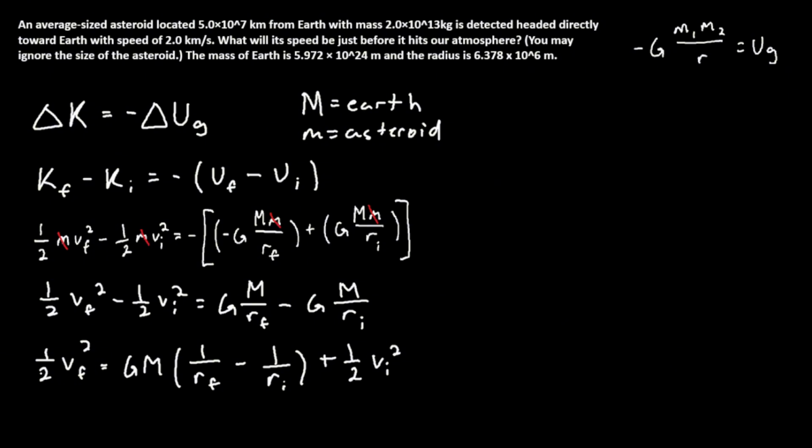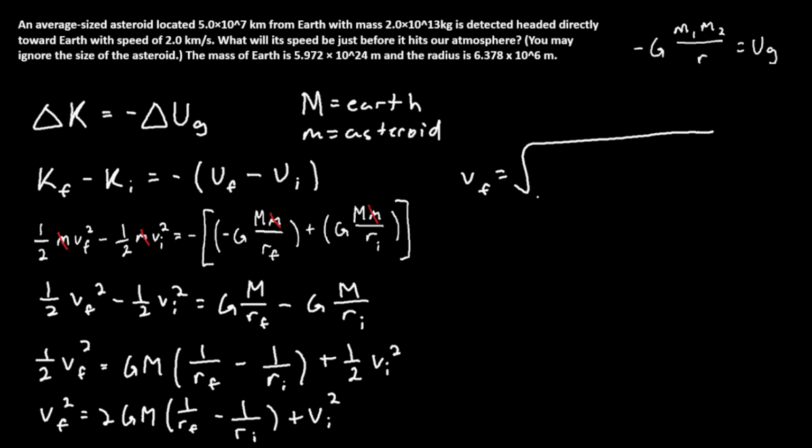So if we multiply 2 on both sides, you get v of f squared is equal to 2 times gm, 1 over rf minus 1 over ri, plus vi squared. So multiplying 2 on both sides cancel out the half here. And all we need to do is square root all of this. So if we square root everything, you should get the final equation of 2gm, 1 over final distance minus 1 over initial distance plus initial velocity squared.